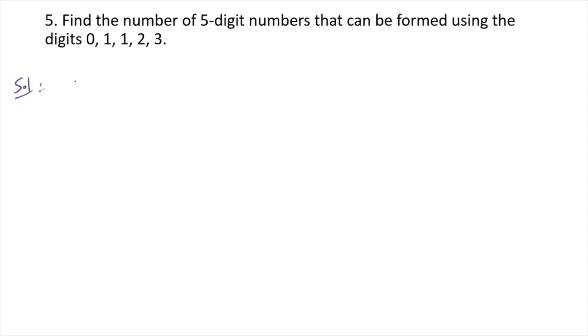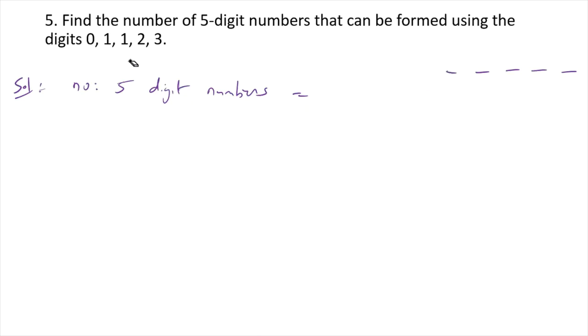So number of 5-digit numbers is equal to... I cannot start the first row with first element with 0. 1, 2, 3, 4, 5. I cannot fill the first blank with 0. So I can fill the first blank with 1, or I can fill the first blank with 2, or I can fill the first blank with 3.